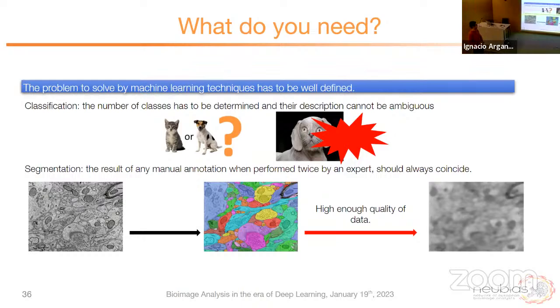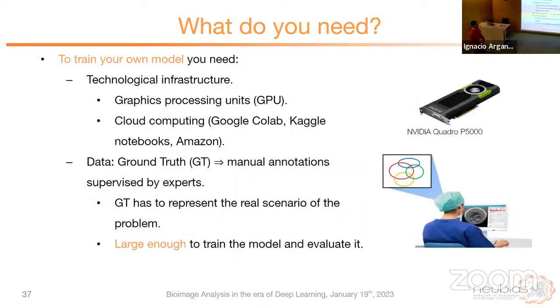In terms of infrastructure, well, as I said, most usually we need GPUs. Okay. Now there are cloud computing solutions like Google Colab, which is free to some extent. We have Kaggle notebooks, Amazon, or we have the DIPC cluster.